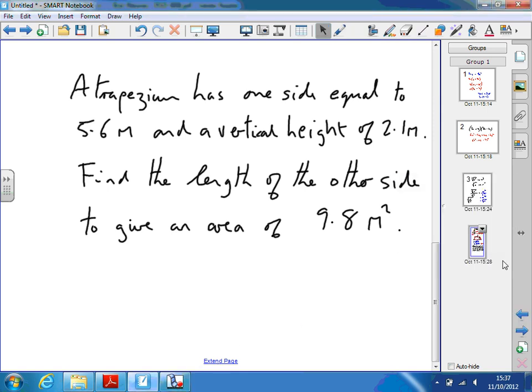So, trying to make this into an engineering scenario, you particularly want one side 5.6 meters long. You're constrained to a vertical height of 2.1 meters, and you want this area of 9.8 square meters. So what have I got to measure out to get this other side? How long has that got to be? So that's the problem. What are we going to do to try and solve that problem?